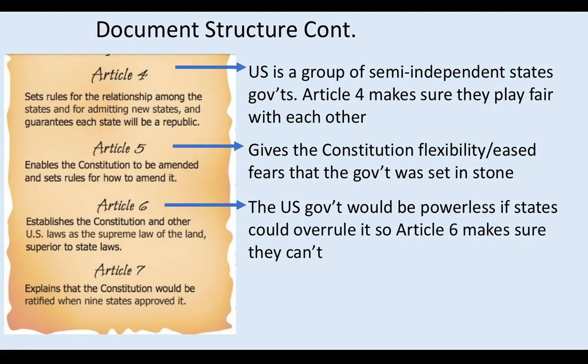And then Article 7 just explains that the Constitution would be officially ratified when 9 states approved of it. And there you have our breakdown of the document that becomes the very famous U.S. Constitution. Now, within that document, there are a number of guiding principles that we're going to begin to discuss today. We're going to cover about 3 of them today, and then we'll fill in the rest tomorrow.